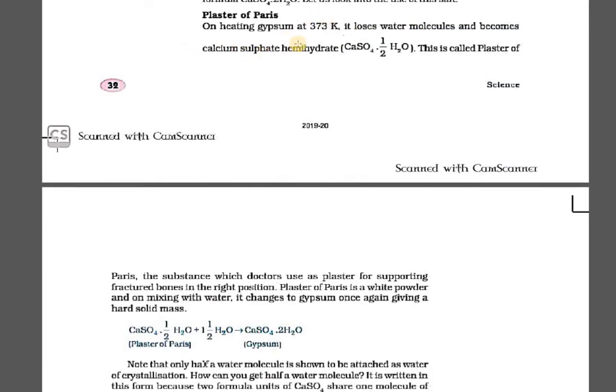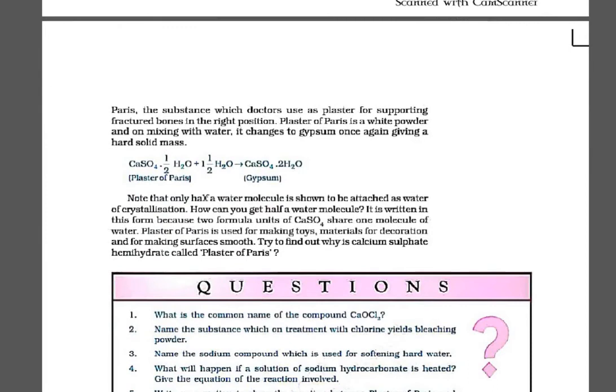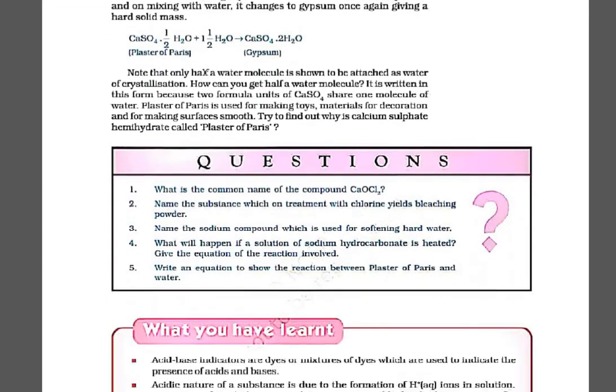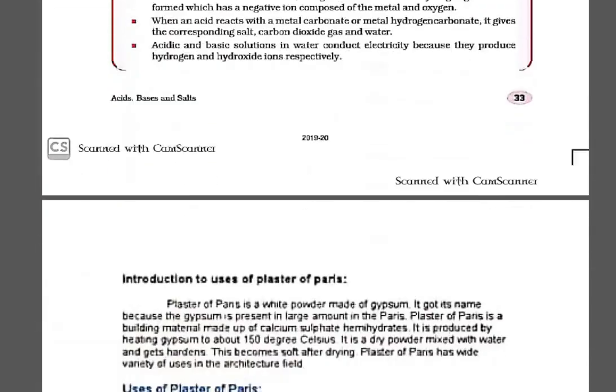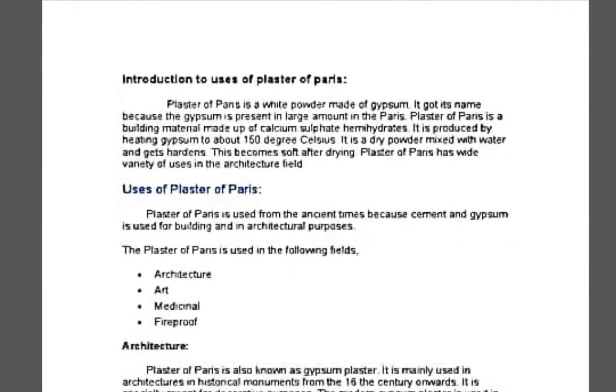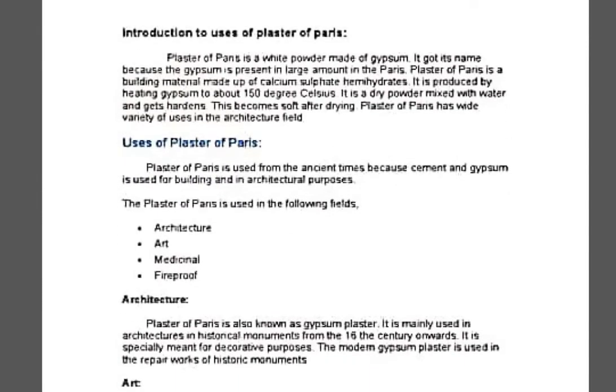This is what has been discussed in the NCERT, that on heating gypsum at 373 Kelvin, it loses its water molecules and becomes calcium sulfate hemihydrate, and this is called plaster of Paris. The same reaction I have discussed already in the previous slide. With this, the chapter is getting over in NCERT, and then after that we have the question answers, but I'm just going to discuss gypsum also a bit.